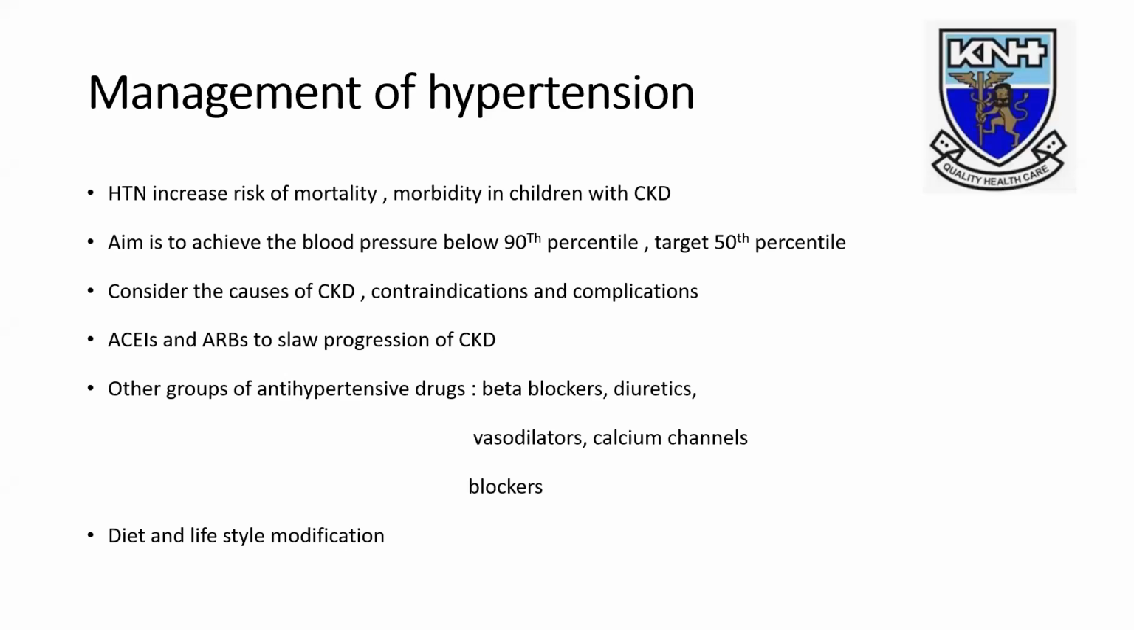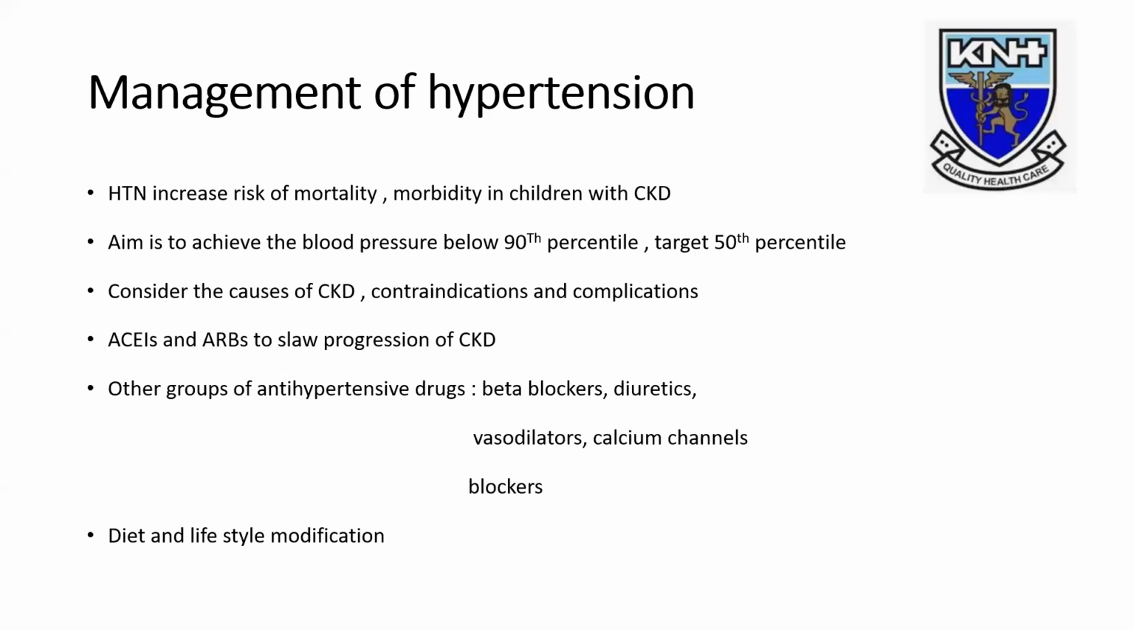ACE inhibitors are usually indicated as first line to slow the progression of chronic kidney disease. As I said above, if you start ACE inhibitors or ARBs and you find the creatinine increasing by more than 30%, you are supposed to stop, and they are not indicated in stage 5. So you don't use any ARBs or ACE inhibitors in stage 5 of chronic kidney disease. Another group of antihypertensive drugs you can use are beta blockers and diuretics. You use diuretics only for patients who can produce urine. If the patient is anuric, there is no need to use a diuretic. You can also use vasodilators and calcium channel blockers. Those are the drugs you can use.